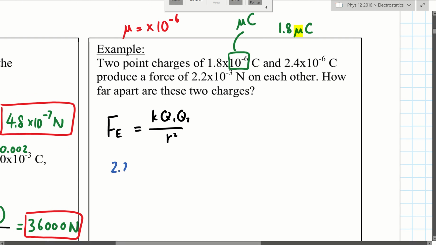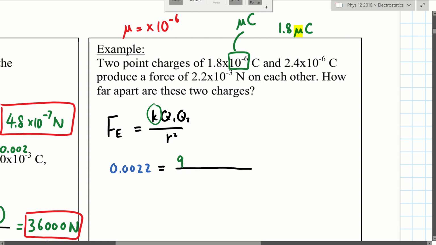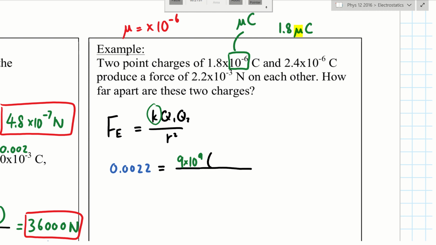So we put the force in here, 2.2 times 10 to the -3. So that's just 0.0022, right? Okay, so now I have this, then the Coulomb constant, 9 times 10 to the 9, and then the two charges, right? Now the two charges are not the same this time, not anymore.